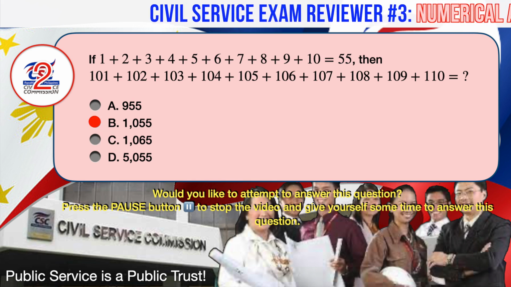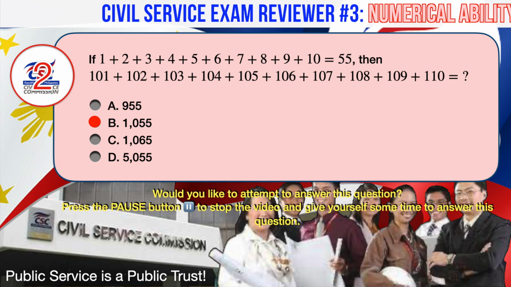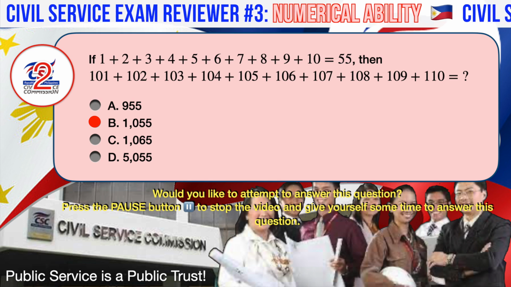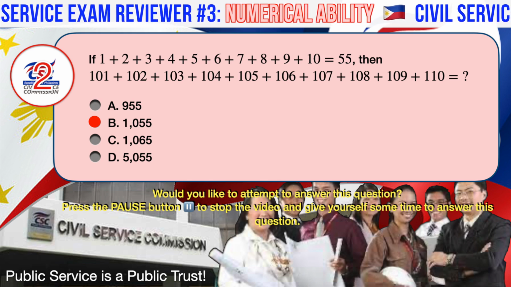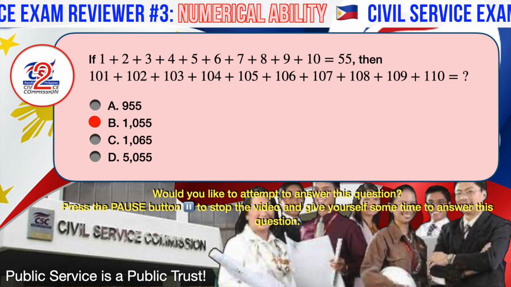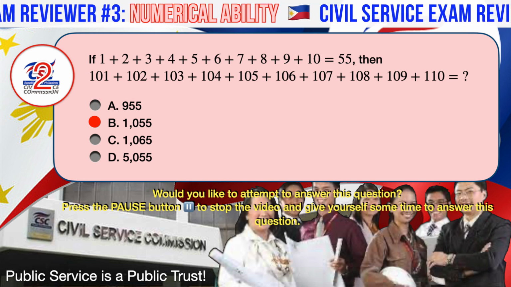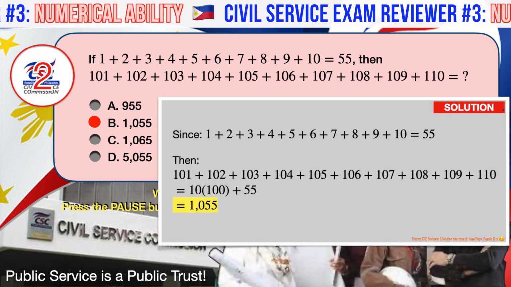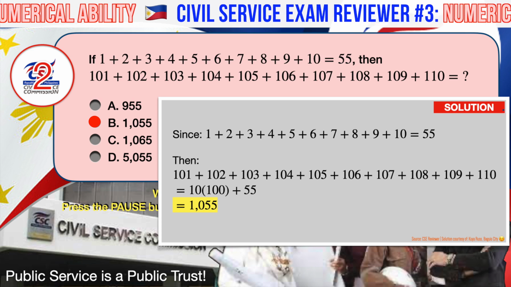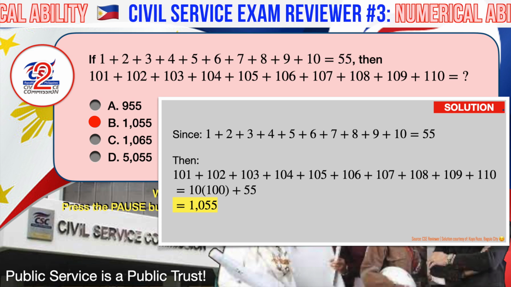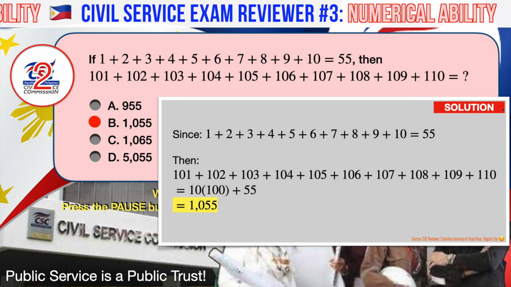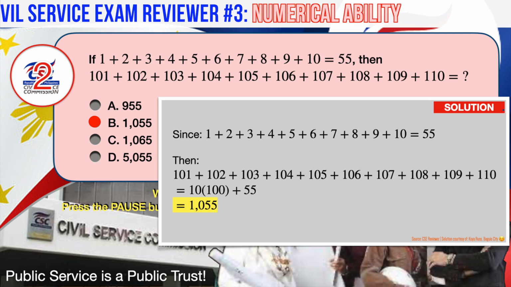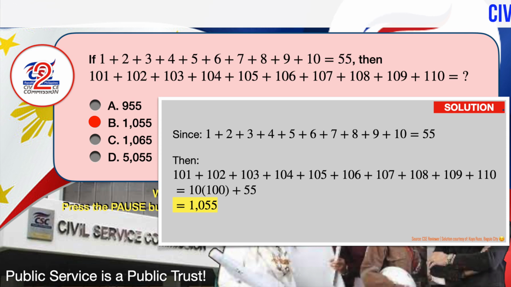1055. This is one of those civil service exam numerical ability questions that require you to use certain techniques. Sure, you can go ahead and try to do longhand addition on all the given numbers and you will arrive at the correct answer for sure, but that will probably take you at least a minute to complete. Or you can solve it using our suggested technique, as follows. Since 1 plus 2 plus 3, all the way to plus 10 is already given as 55, then 101 plus 102 plus 103, all the way to plus 110, is simply 10 times 100, plus 55. Did you follow?